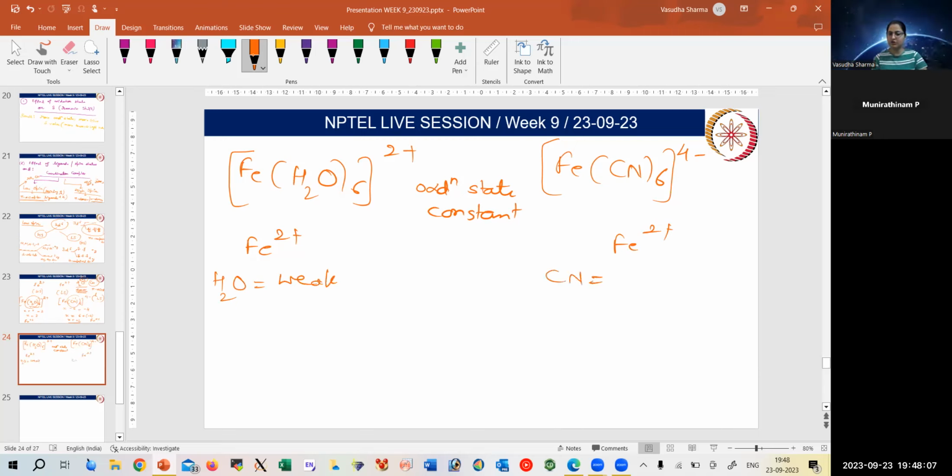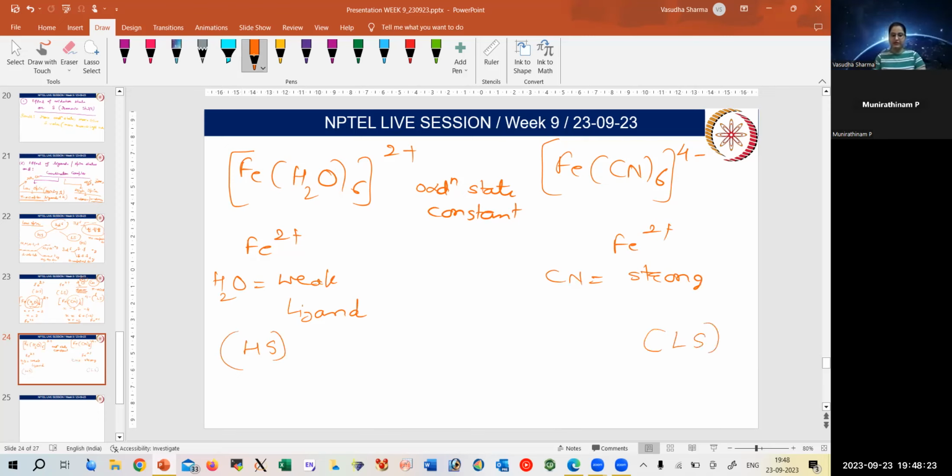CN is a very strong ligand. All the acceptor and donor-acceptor ligands are very strong ligands. When a strong ligand is there, pairing happens. So when water is a weak ligand, it will make it high spin, and this will make it low spin.